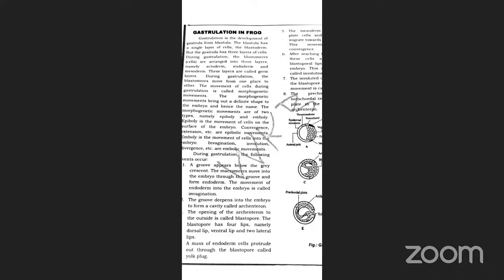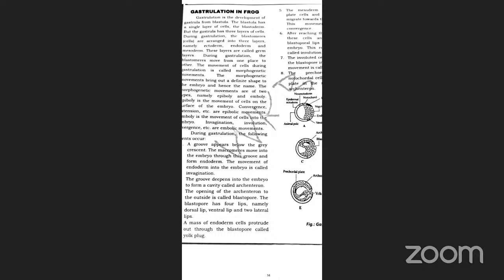When the invagination is occurring, the archenteron is being formed. At that time, there is an opening, and this opening that is being formed is called the blastopore. This blastopore will be guarded by two lips, a dorsal lip and a ventral lip. The endoderms will be moving inside, and once they are moving inside, the yolk plug will be formed.